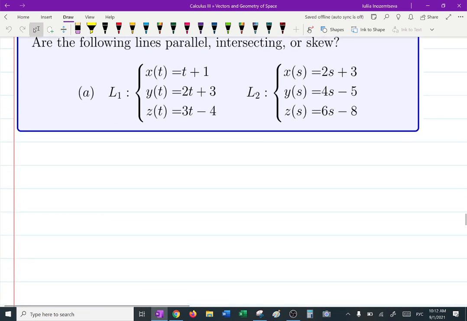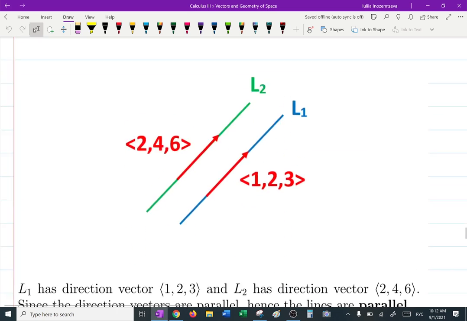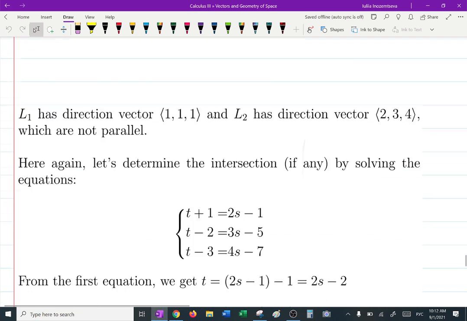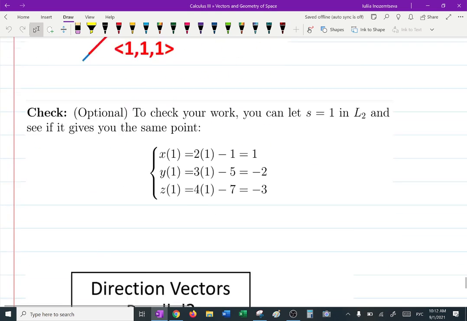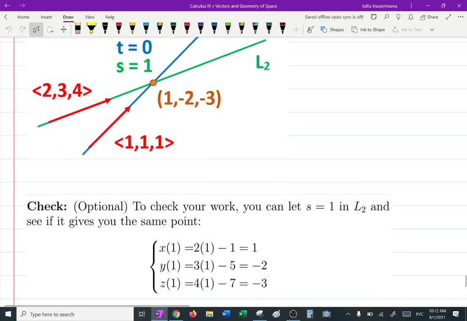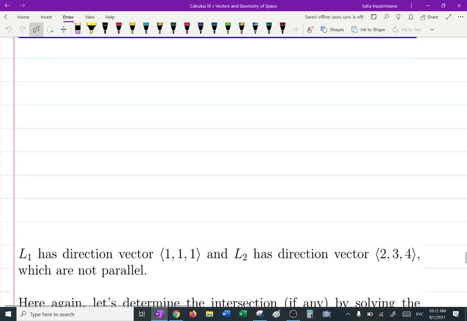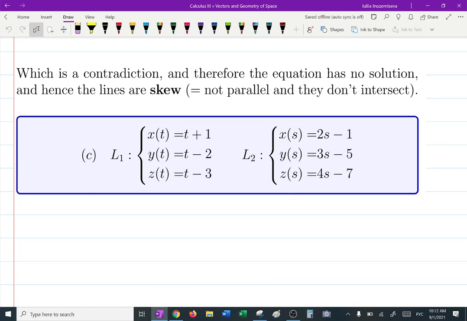And now guess what? When you have a system like so, and they ask you which one is that, parallel, intersecting, or skewed, there is a very easy way of thinking about this. So you check if they're parallel. Who remembers how to know if two lines given in the form of the system are parallel? Yes. If their vector components are multiples of each other. Yes, you should look at the numbers. Exactly. You should look at the numbers.